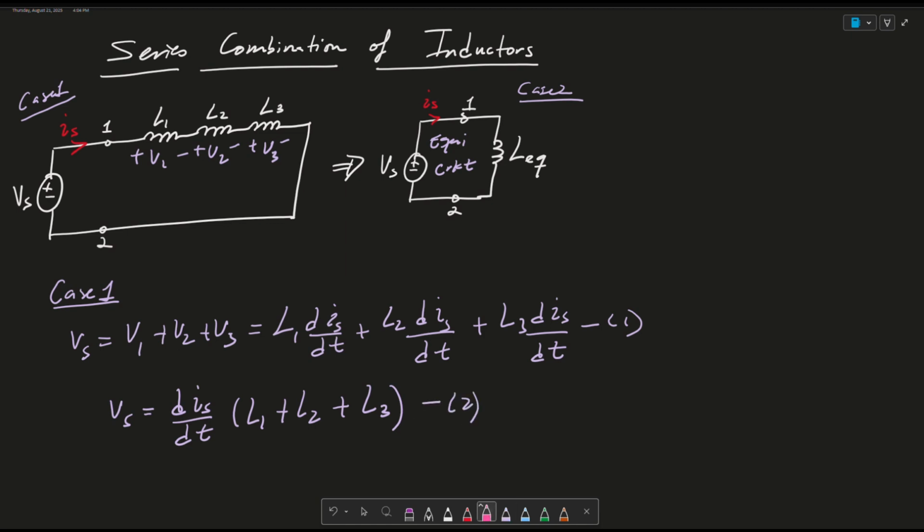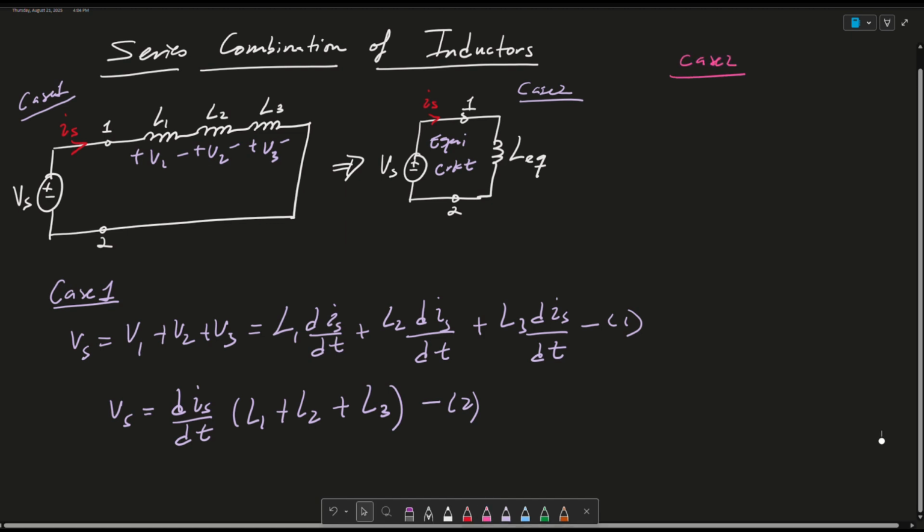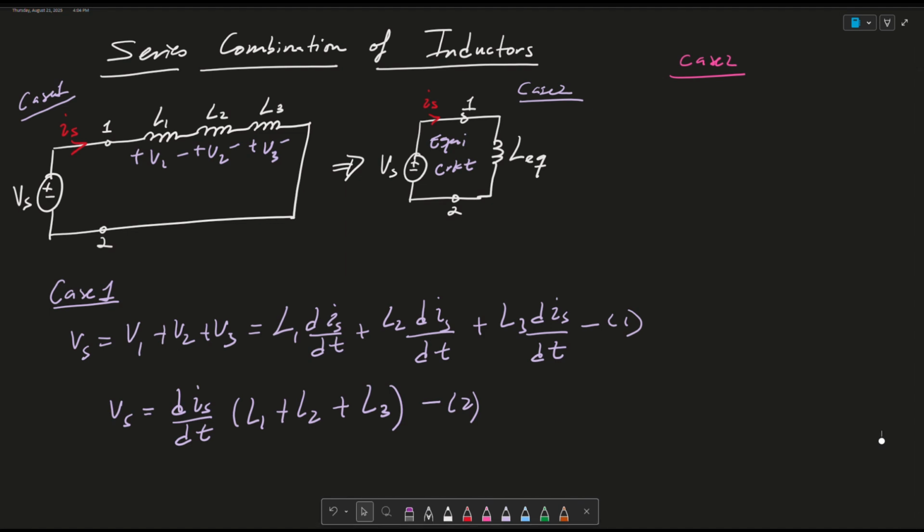Okay, and now for case 2, we want to find the voltage drop across this equivalent inductance. So plus minus, let me call this Vs because it's in parallel with my source voltage. Then Vs equals L equivalent times the change in my current Is over dt. Let me call this equation 3.